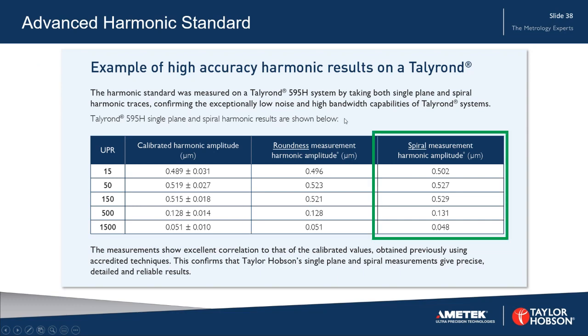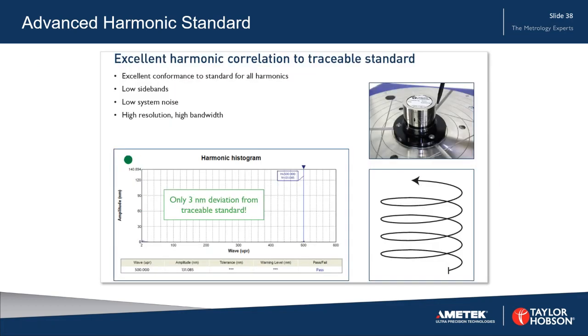But also if we measure a spiral on the harmonic standard, we're also getting extremely close results to the harmonic standard. So it isn't just the numbers though that matter, and this is what really matters here. This is just one of them. I've chosen the 500th UPR here, and we've measured it in a spiral on this harmonic standard, and we're only varying by 3 nanometers from the traceable standard.